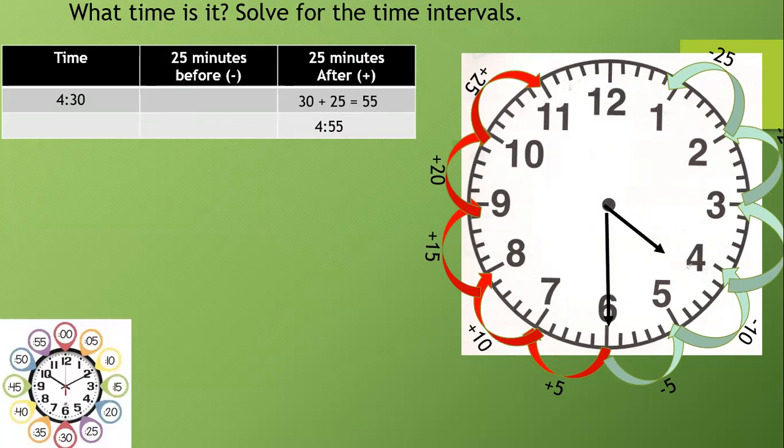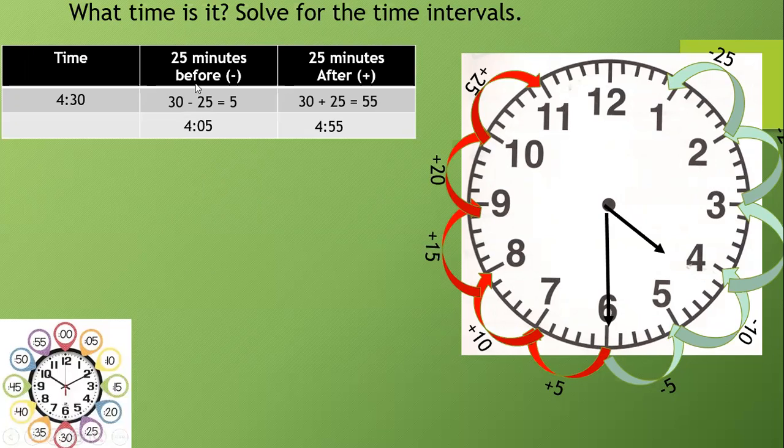Okay, so moving counterclockwise, we see that we'll land on the 1, and we know that that's related, looking at our little clock, to 5. Okay, so that would be 4:05. If we wanted to subtract, we can say that 30 minus 25 will equal 5. So we have, once again, 4:05.